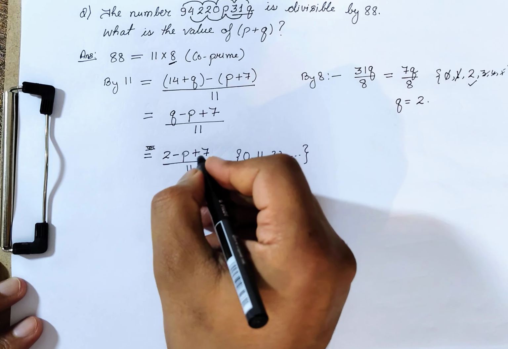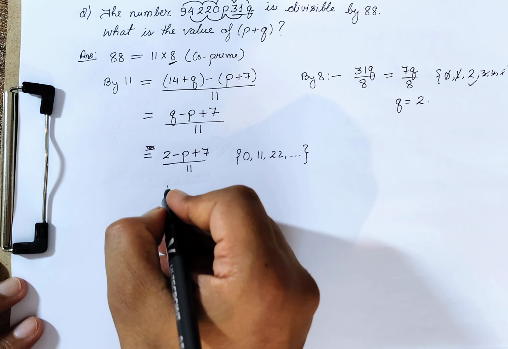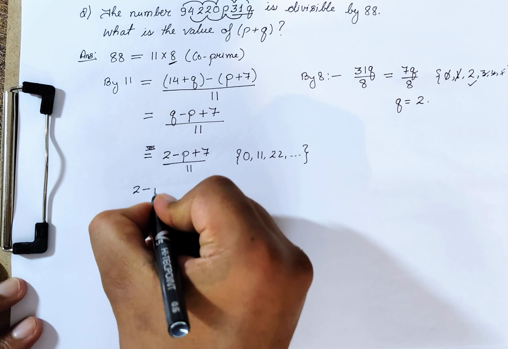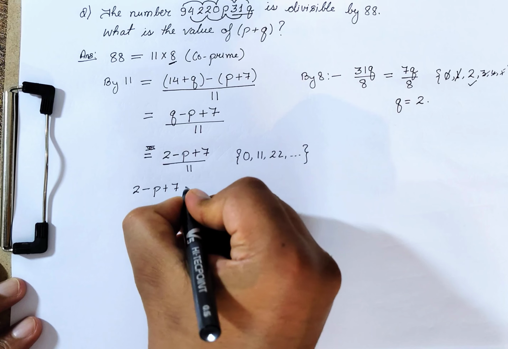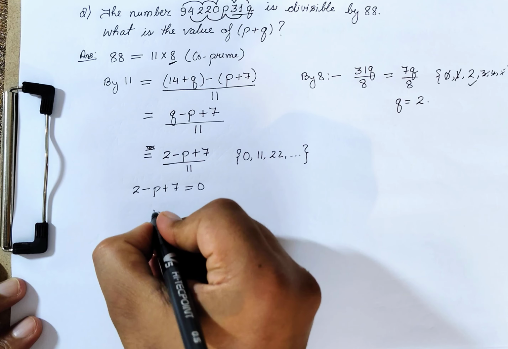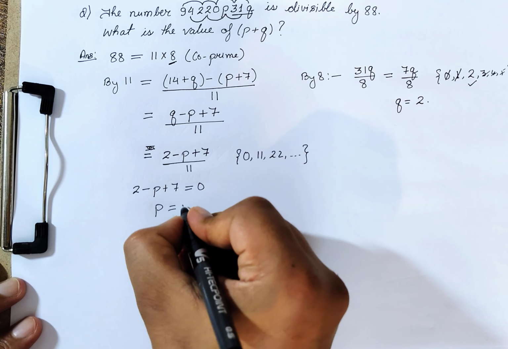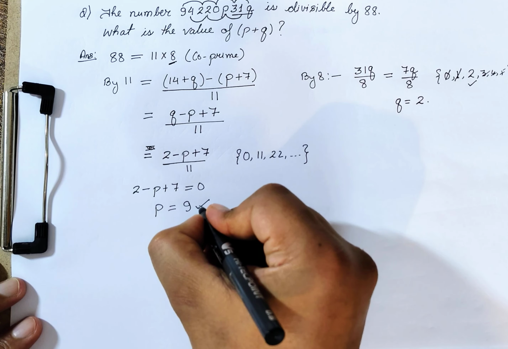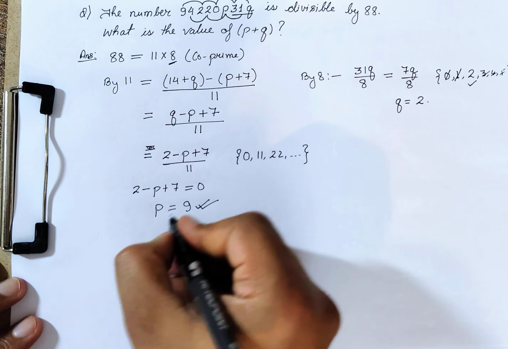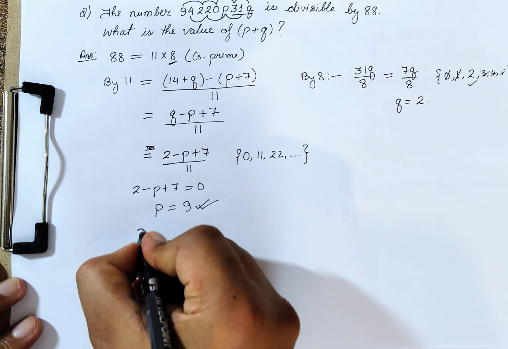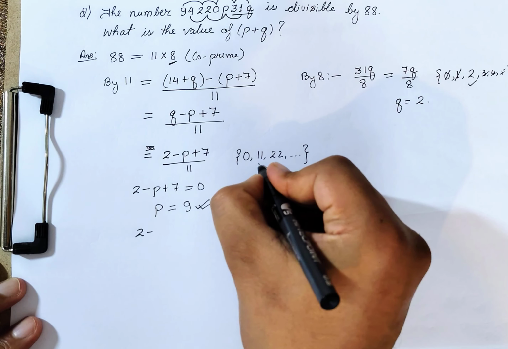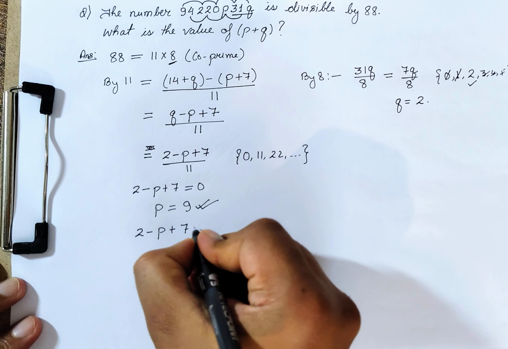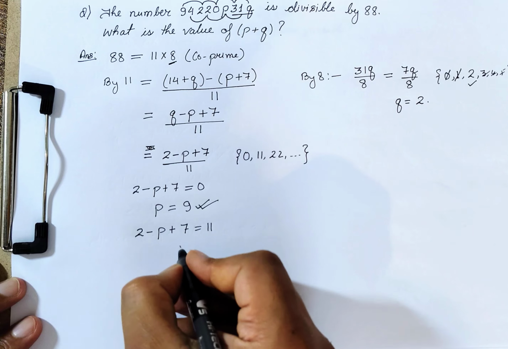Now let's see. If we put 2 minus p plus 7 equals 0, p equals 9, which is a possible value. Now let us put another value, 11. So 2 minus p plus 7 equals 11.